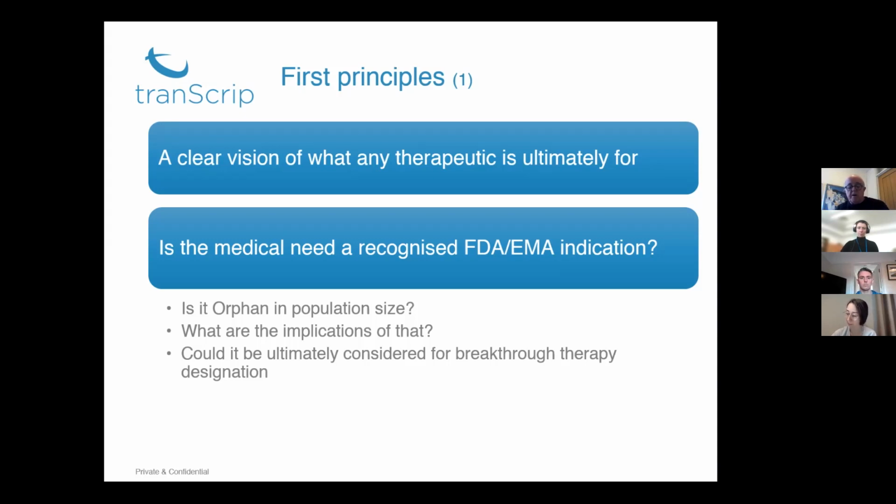So you need to be clear about that. And then finally, can it be ultimately considered for breakthrough therapy designation? Now, this is a technical term, and I'm going to quote this. This is a drug that treats a serious or life-threatening condition, and preliminary clinical evidence indicates that the drug may demonstrate substantial improvement on a clinically significant endpoint over available therapies. And the key three words are over available therapies.